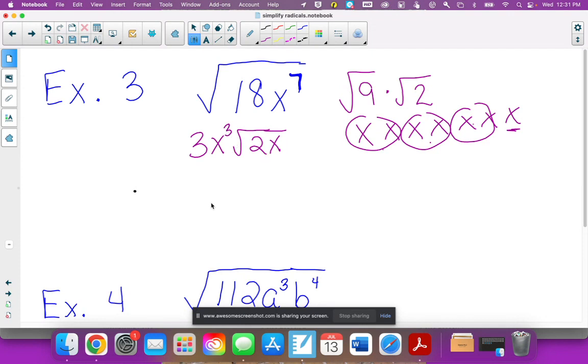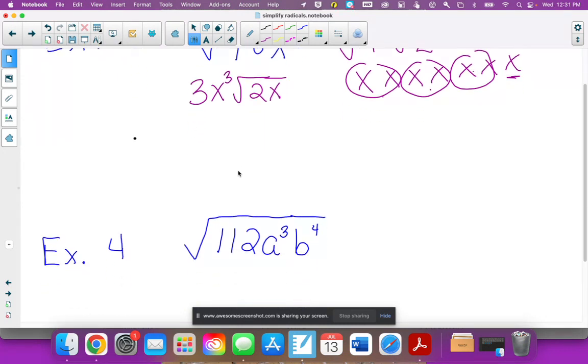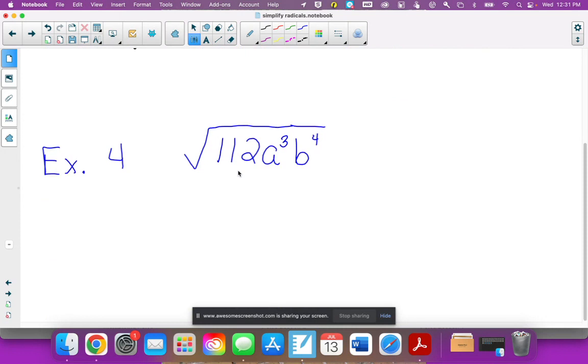And that's as simplified as we can make it. Okay, so we'll try this one: 112 a cubed b to the fourth, all inside a square root. So again, number first, grab your calculator or your multiplication table. Divides by 1, yes. Divides by 4, yes.